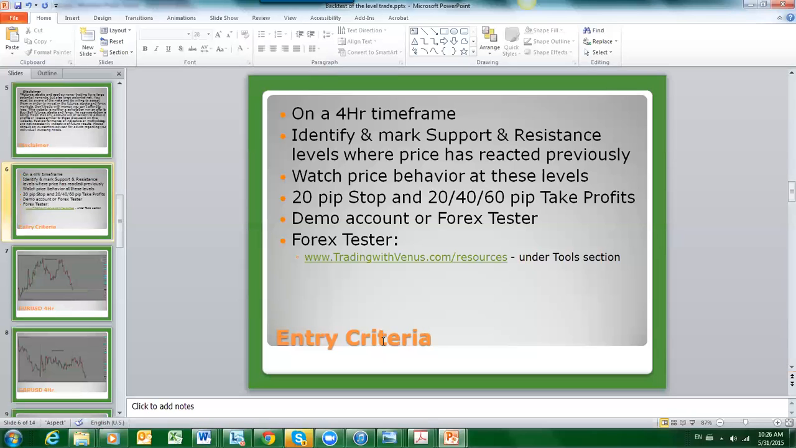And then again, like I said, try this in your demo account, or try it in Forex Tester, and get really comfortable with it. And then of course we'll look at one step that you can take to really cut your learning curve in half. This is something that I do all the time. I still do all the time. So we'll go through that.